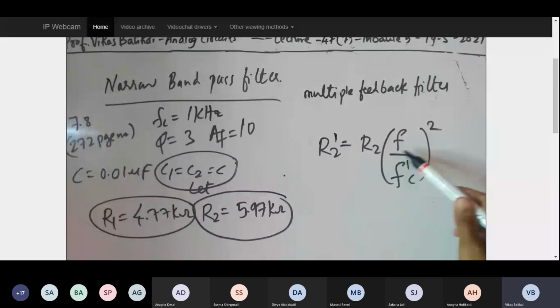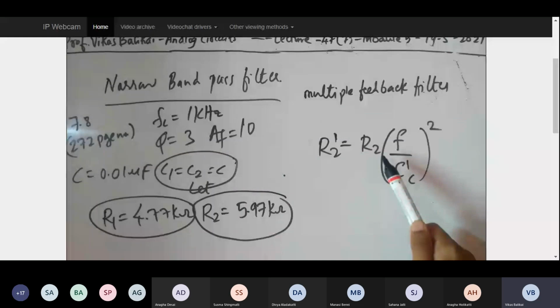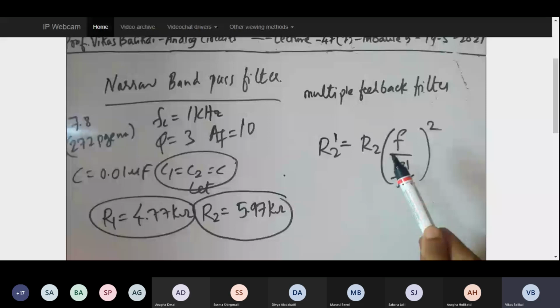Old value of cutoff frequency divided by new value of cutoff frequency multiplied by the resistance. This is what I did in the low pass filter. Here also I'm doing the same thing. Rather than using the term cutoff frequency, I'm here using the term center frequency. So old center frequency divided by new center frequency multiplied by the resistance, and this term should be squared.